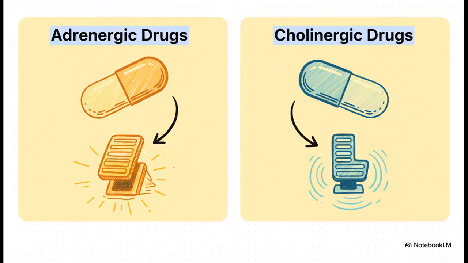On the surface, it seems super simple, right? Adrenergic drugs go after the fight or flight system. That's like putting your foot on the gas. And cholinergic drugs target the rest and digest system, basically applying the brakes. But as you're about to see, there's a little more to it than just that.